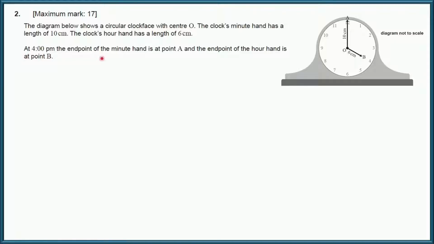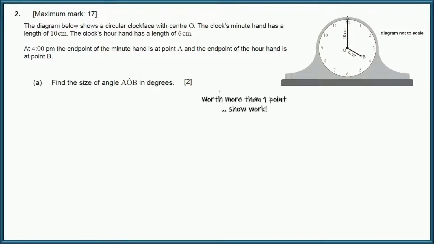At 4 p.m., the endpoint of the minute hand is at point A, and the endpoint of the hour hand is at point B. All right. And then it says, find the size of angle AOB. This is how they write it, with the vertex being the center with a little hat on top. And it says in degrees. And once again, it's worth 2 points. So that means you better show some work.